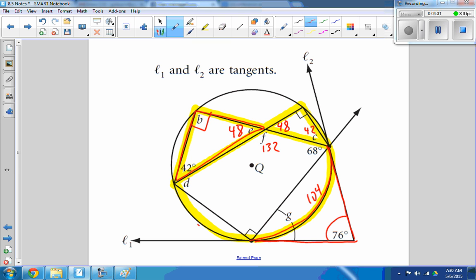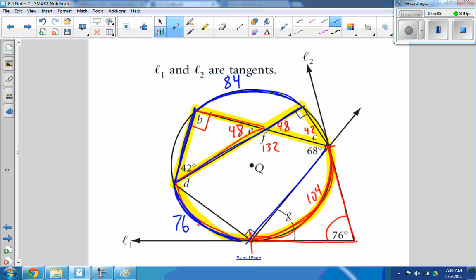And then we have, since this arc was created by a 90-degree angle, it adds up to 180. And then this part of it here is 104. So that means this part has to be 76. This inscribed angle, which is 42 degrees, creates this arc. Remember, arcs are twice the inscribed angle, so it's got to be 84 degrees.